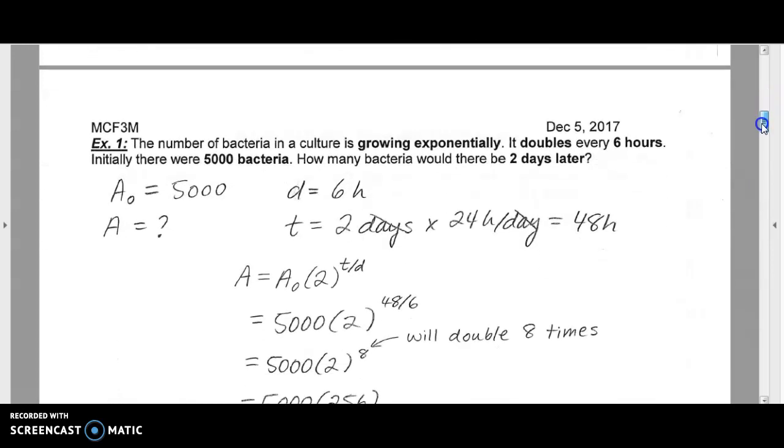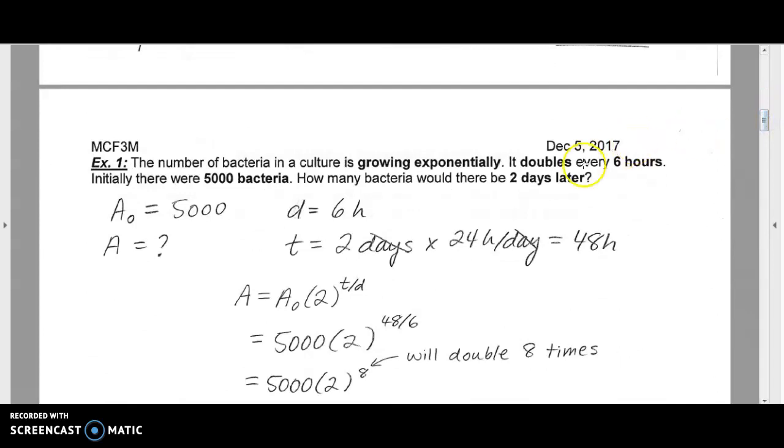Looking at our examples here, the number of bacteria in a culture is growing exponentially. It doubles every 6 hours. Right away, it's telling us it doubles every 6 hours, so we know we're going to be using the doubling time equation, which is right there. What other information do we have? Initially, there were 5,000 bacteria, meaning the amount we're starting with. So this value here is 5,000. How many bacteria would there be 2 days later?